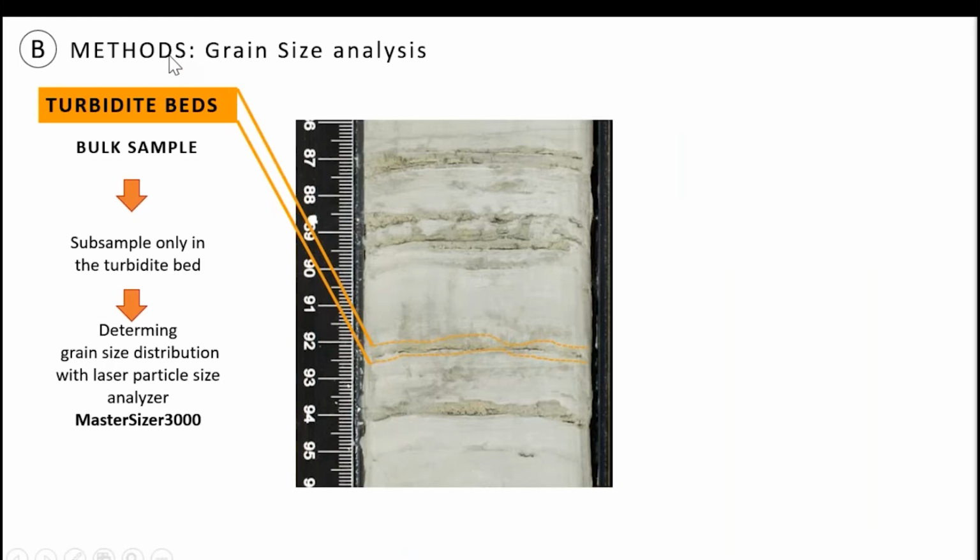So, methodology. This is a close-up of what we defined as turbidite beds. There is a sharp base. The average thickness that we calculated was around 1.5 millimeters. It has a recognizable yellowish color and a grain size slightly coarser than the surrounding mud. The turbidite beds were analyzed using a laser particle size analyzer, the Mastersizer.